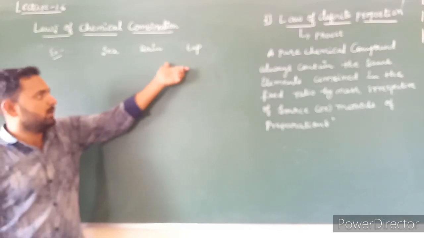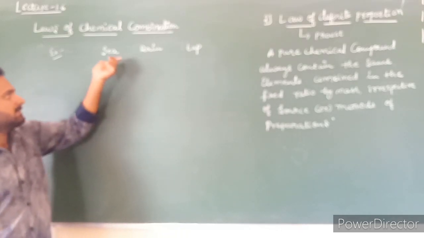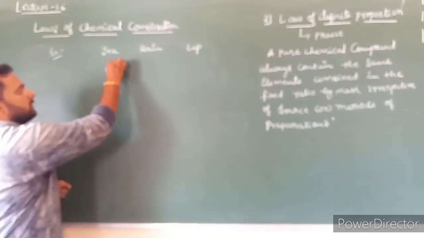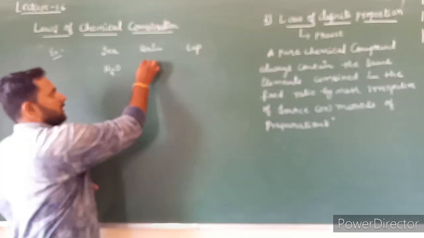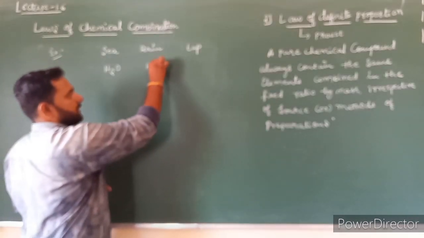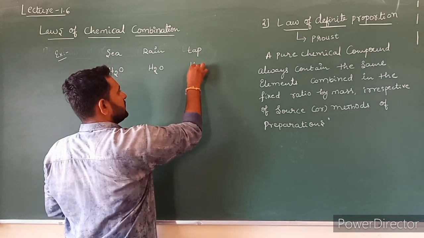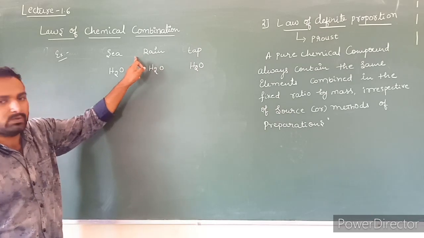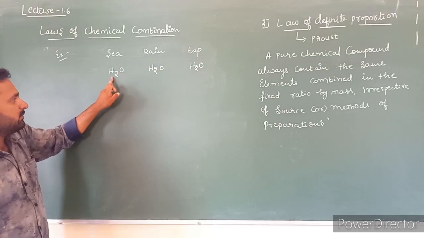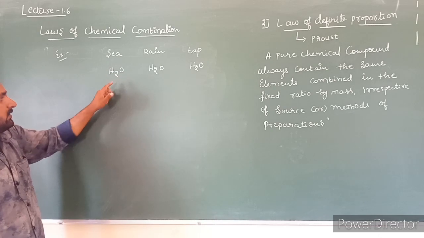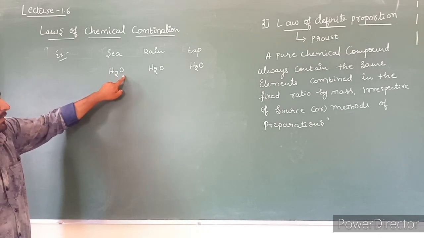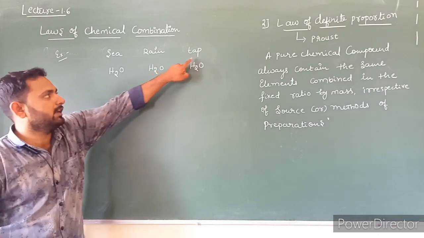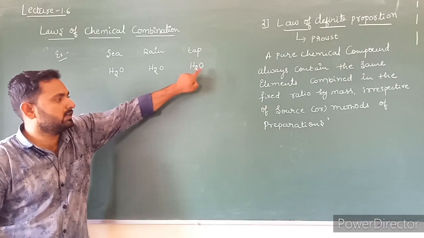When these three waters are tested in laboratory, in sea water, the water molecules are H2O. In rain water, the water molecules are H2O. In tap water, the water molecules are H2O. Irrespective of source, the water contains same elements. In sea water, there are hydrogen and oxygen. In rain water, there are also hydrogen and oxygen. In tap water, there are also hydrogen and oxygen.